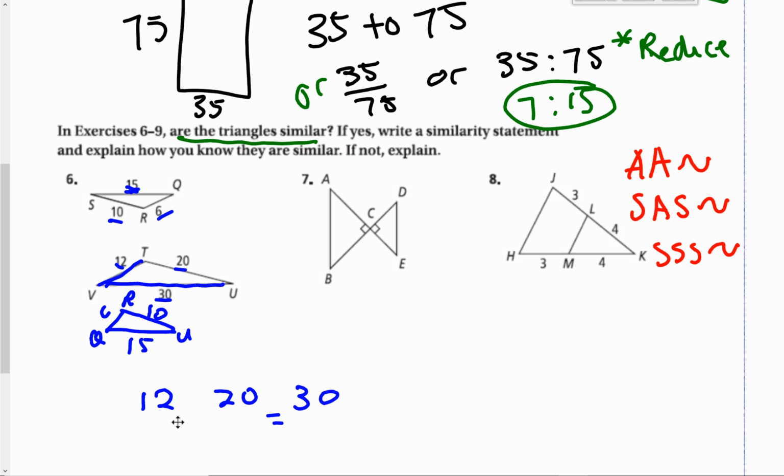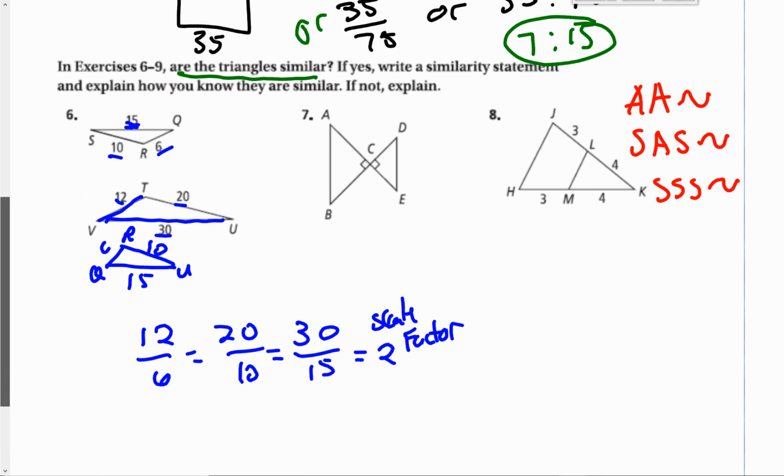Because remember, it comes from the same shape, goes on top, and then the corresponding angles go on bottom. So that means that what matches up with 12 is the smallest, so that'd be 6. What matches up with the medium one, that'd be 10, and then 15 is the biggest. And then you just reduce this. So the answer is 2, right? That's our scale factor.